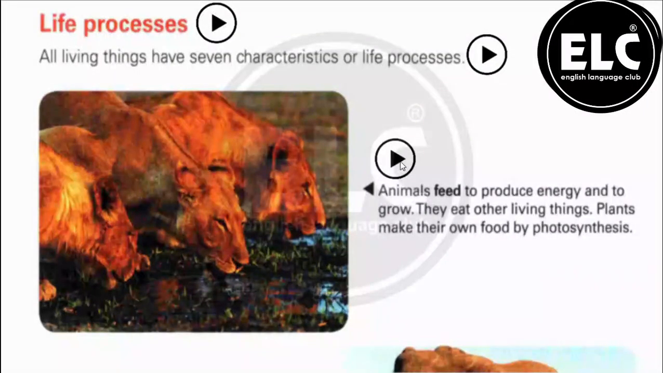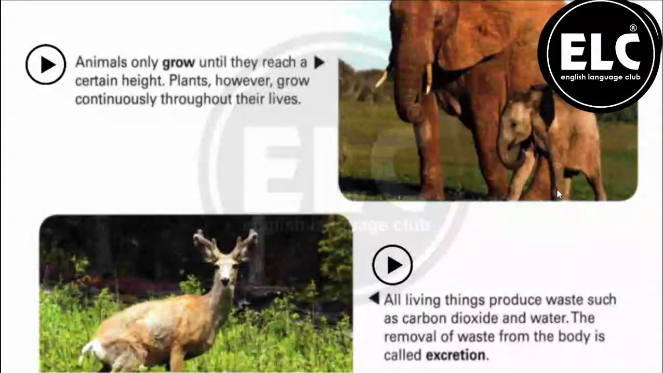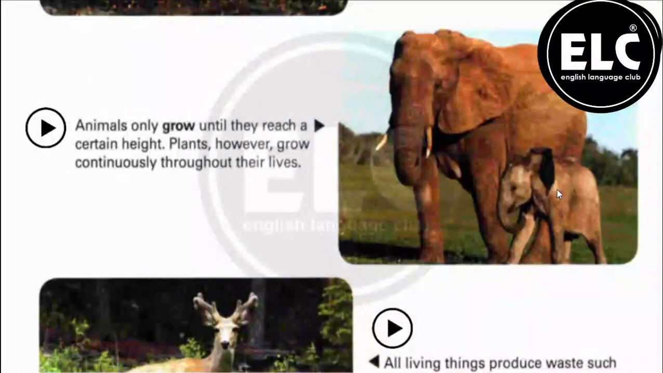Animals feed to produce energy and to grow. They eat other living things. Plants make their own food by photosynthesis. Animals only grow until they reach a certain height. Plants, however, grow continuously throughout their lives.